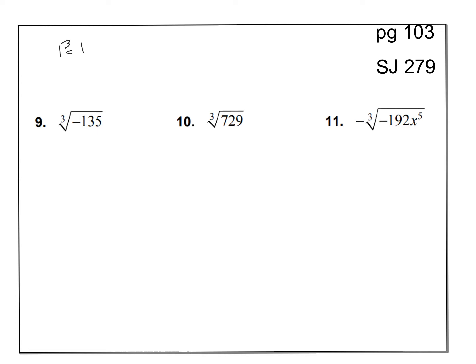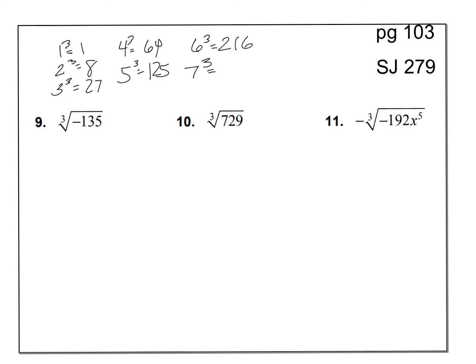Remember, you're thinking 1 cubed, 2 cubed, 3 cubed, 4 cubed, 5 cubed, 6 cubed, 7 cubed. Is that, it's 49 times 7. 9s are 63, 28, 343.